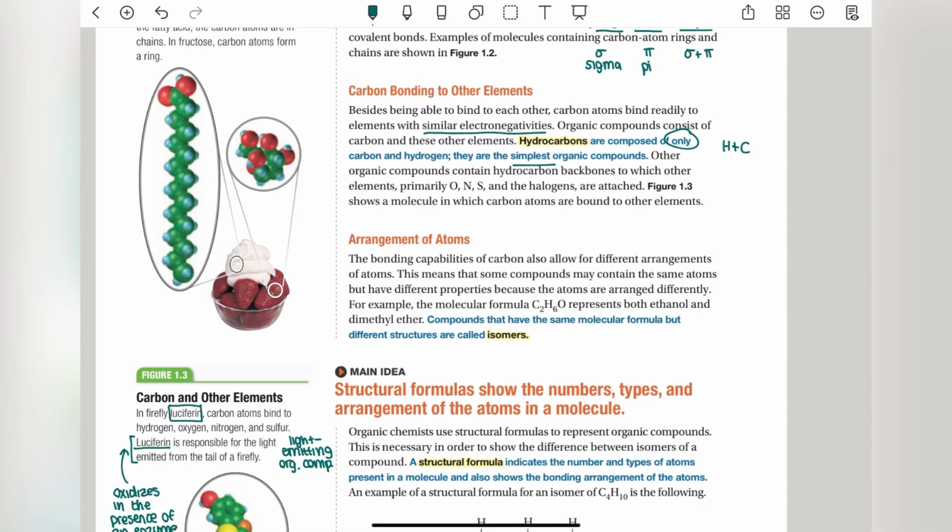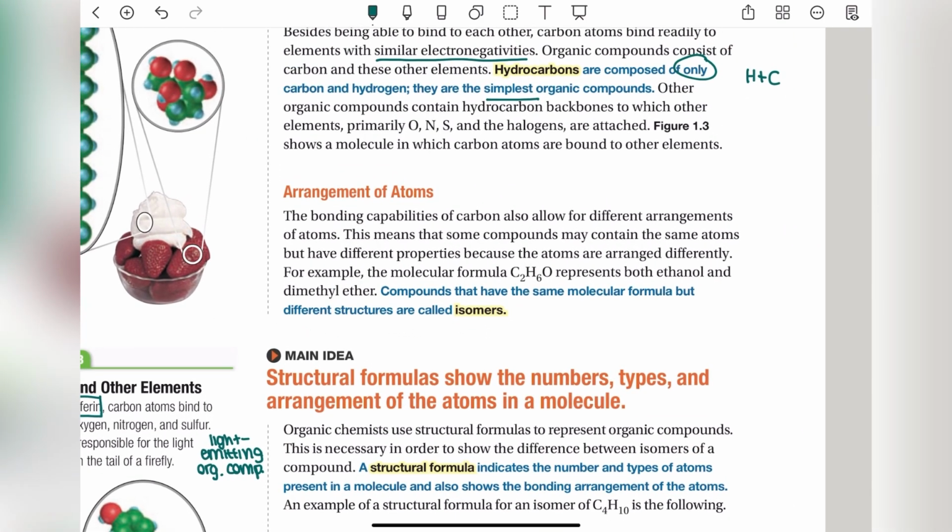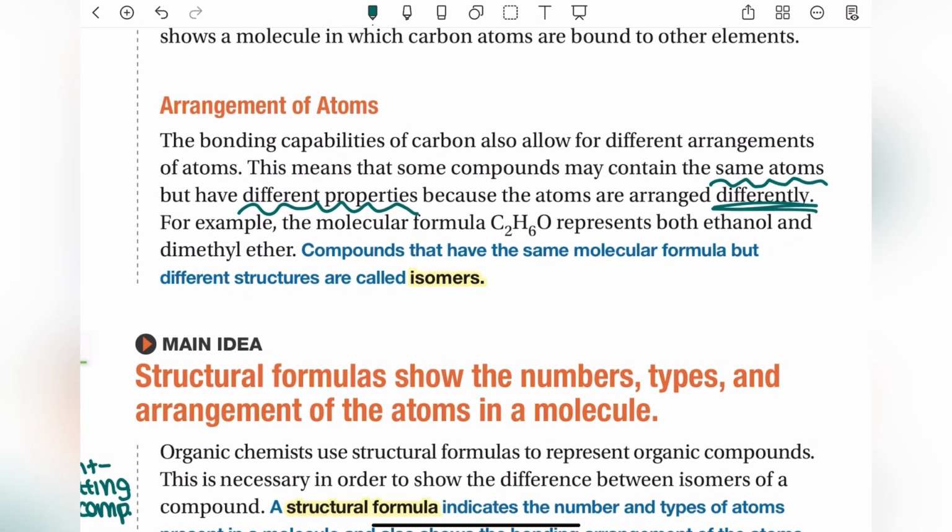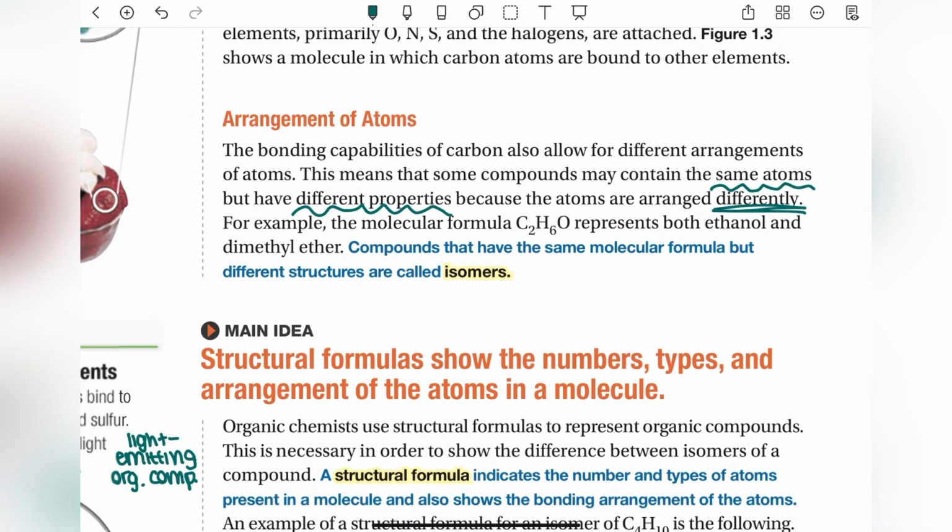Arrangement of atoms. The bonding capabilities of carbon also allow for different arrangements of atoms. This means that some compounds may contain the same atoms but have different properties. So same atoms but different properties, because the atoms are arranged differently. For example, the molecular formula C2H6O represents both ethanol and dimethyl ether. Compounds that have the same molecular formula but different structures are called isomers. And they exist because of what? Carbon's unique properties and the fact that it has 4 valence electrons in its outermost shell.